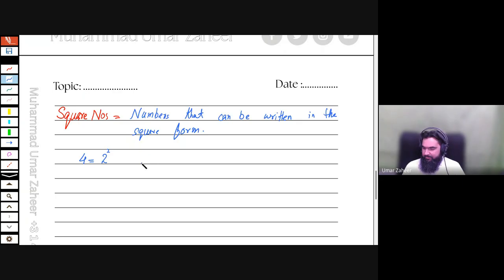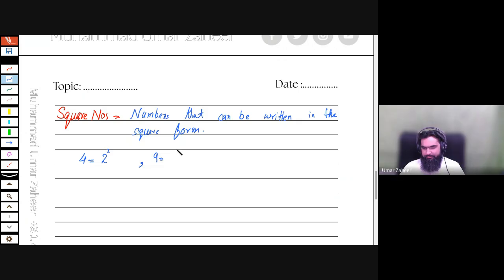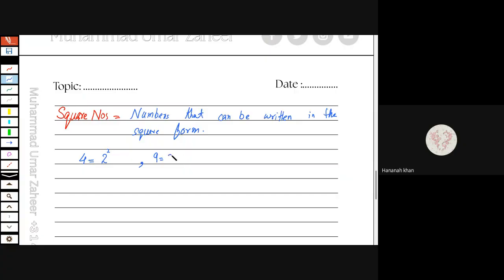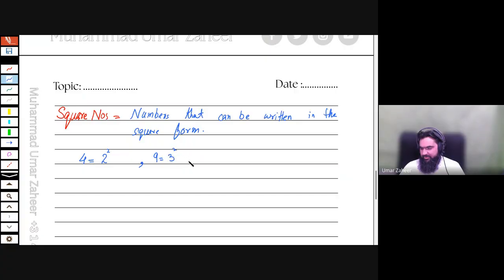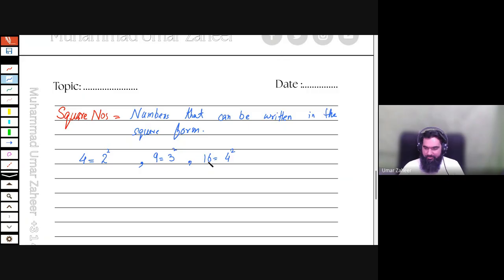Yes, Hanana. Can you please tell me if 9 is a square number? Yes, because it is a square of 3. During the class, make sure you don't have any background noise. Okay, Mirad, please tell me about 16. 16 is a square number, yes sir. It is a square of 4. So 16 is a square number, okay?